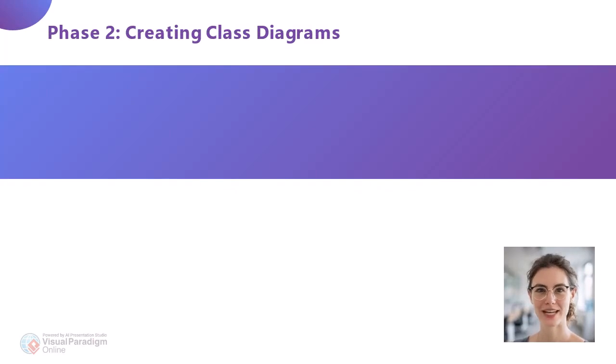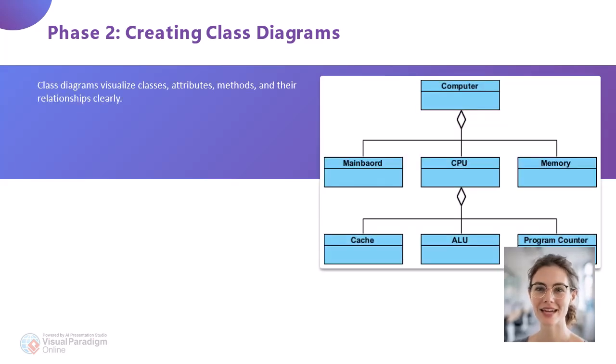Moving into the design phase, we translate conceptual analysis into a technical blueprint. Class diagrams serve as the backbone of this design, visualizing the structure and responsibilities of every component. These diagrams act as a map for developers, ensuring everyone understands the structure and how different parts of the system fit together logically.